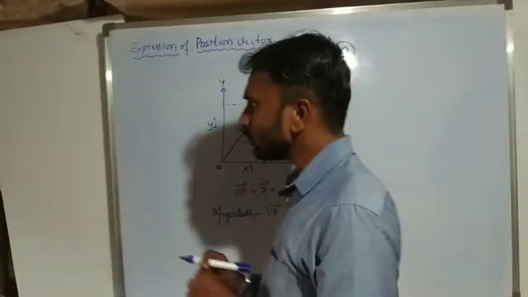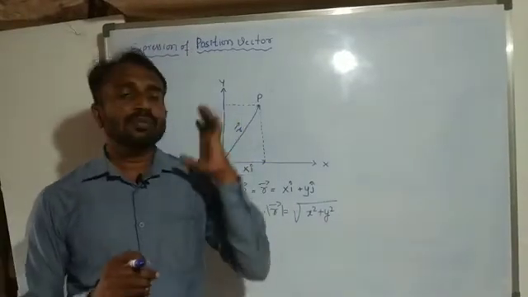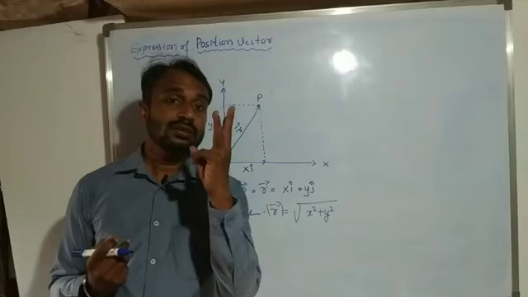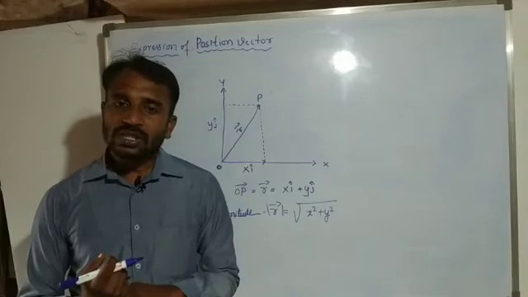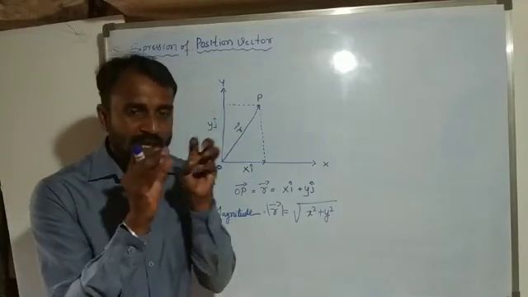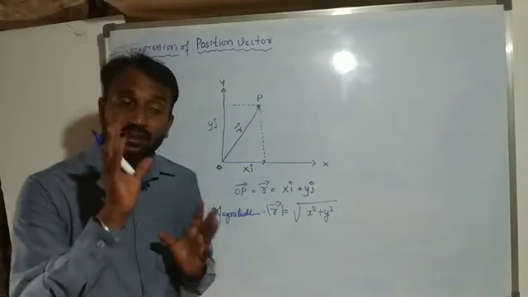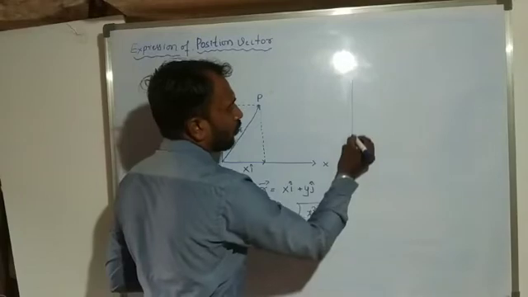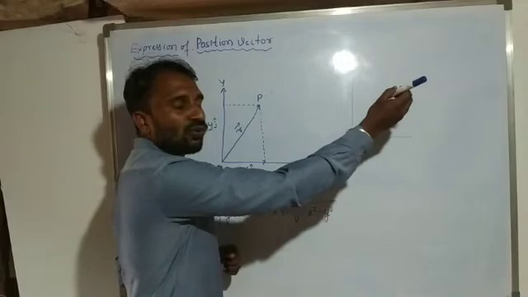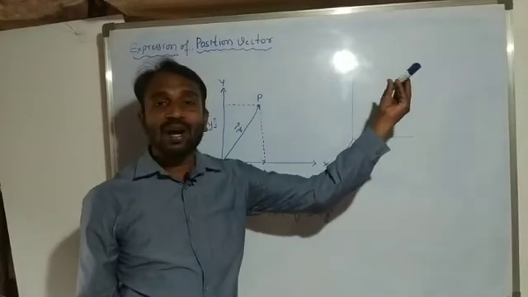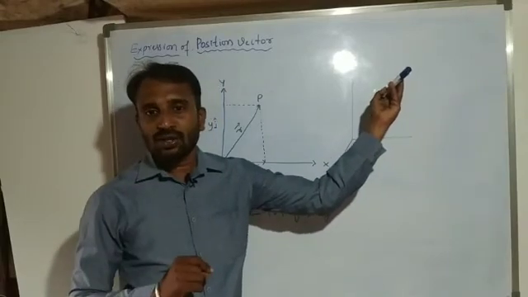Suppose the particle is present in space. When a particle is present in space, we consider three coordinates to find the position of the particle: the x coordinate, y coordinate and z coordinate. The same thing here, the particle is present in space. We want to find the position of this particle, so we consider the x coordinate, y coordinate and z coordinate.